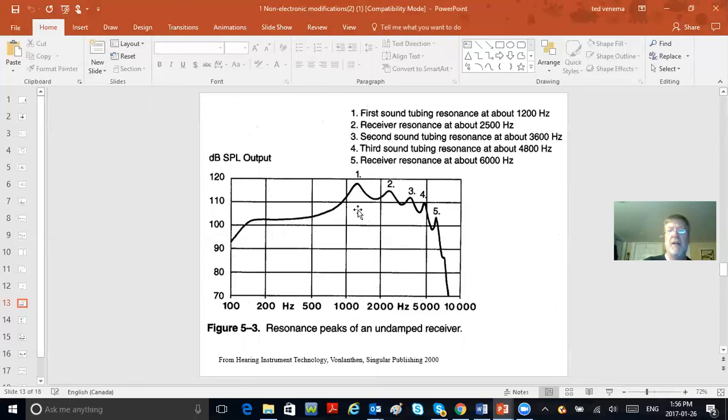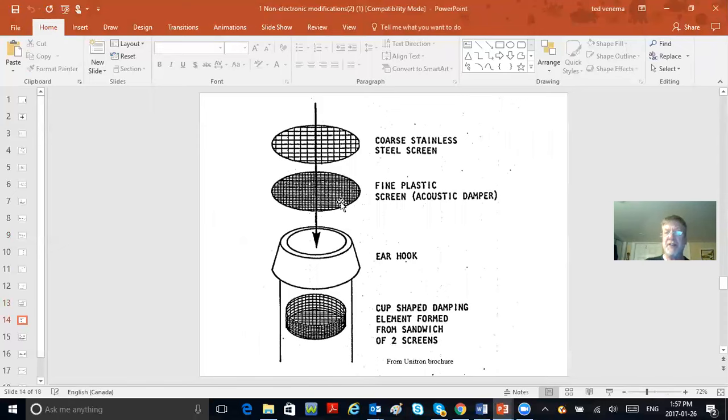Okay, now let's look at the second non-electronic modification, and it was called filtering. Filtering is tiny little screens. Look at these tiny little screens. And the tighter the screen, the more the filtering. And what did those screens do? They were put in the ear hook of a BTE.